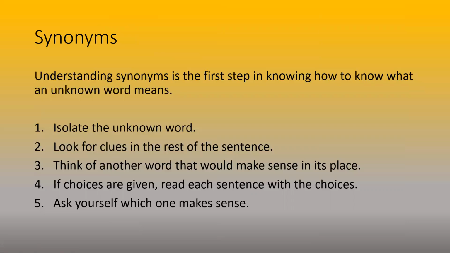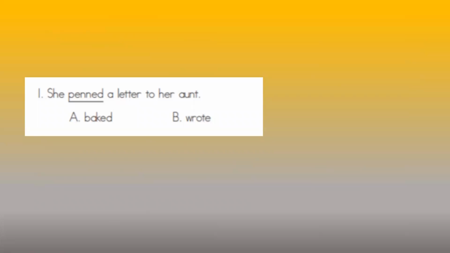Let's give it a try. Number 1 says, she penned a letter to her aunt. So if we look at the underlined word, it says penned. You may have never heard that word before. You're given 2 choices, baked and wrote. Our step 3 said we should reread and think which word would make sense. Let's try A, baked. Let's reread the sentence with A, baked.